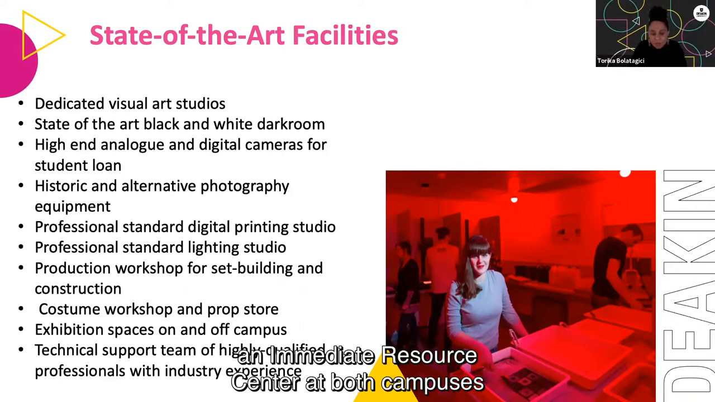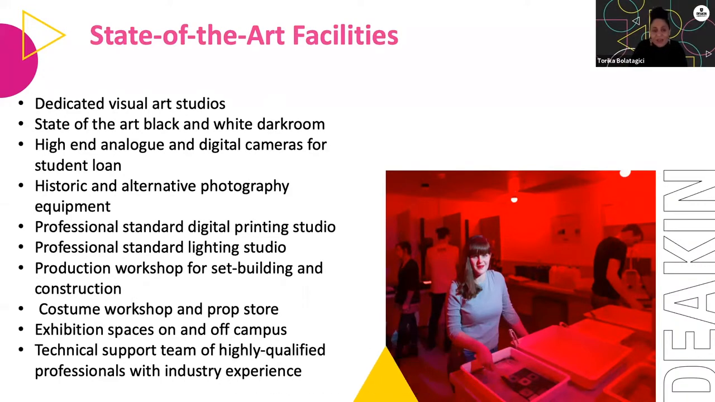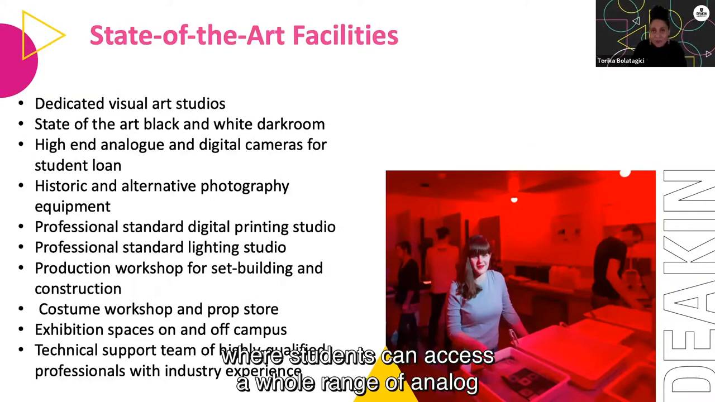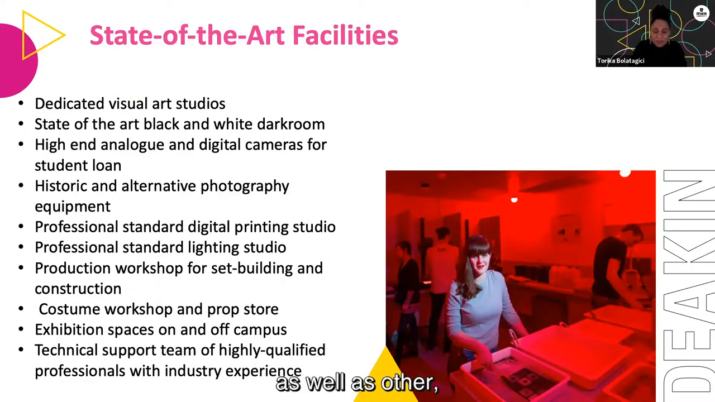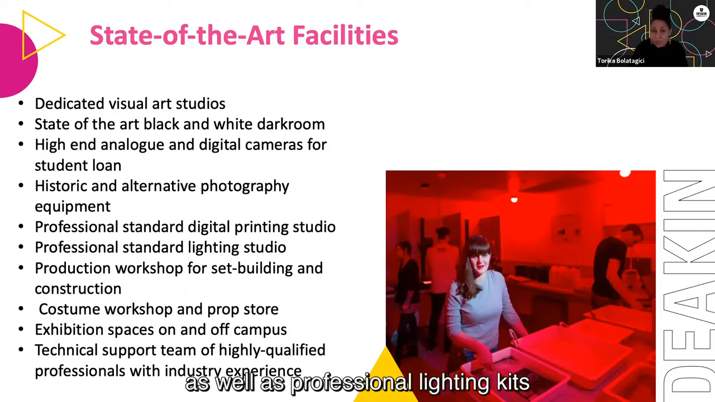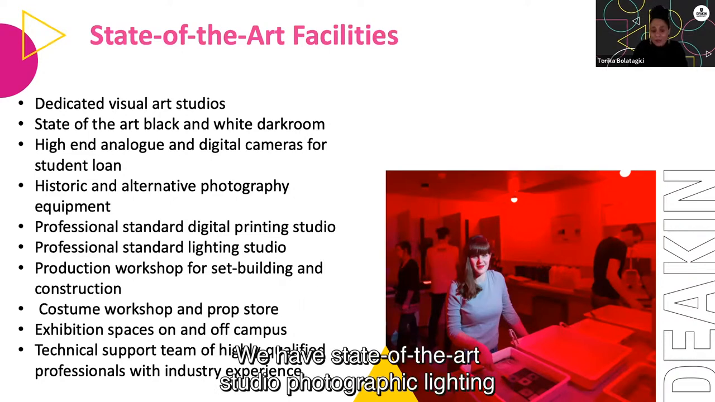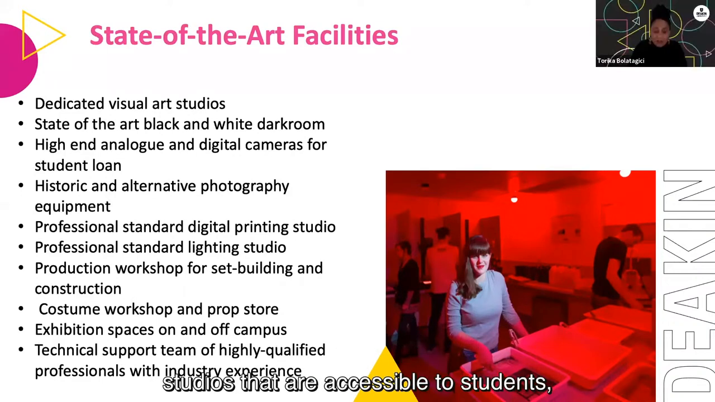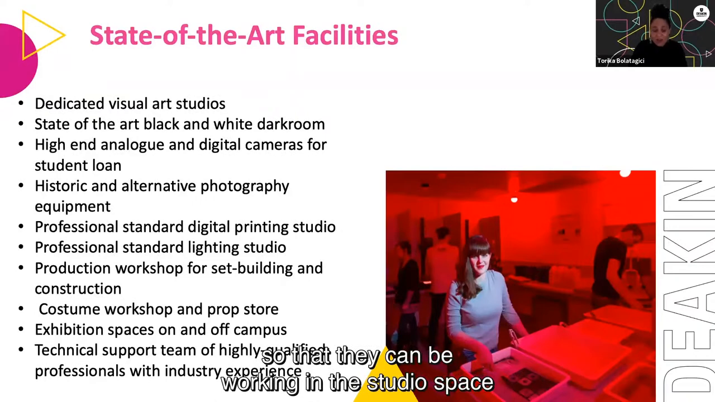So we have what's called a Media Resource Centre at both campuses, where students can access a whole range of analogue and digital equipment, as well as other, as it says here, historic alternative photography equipment. So that will set you up for first, second and third year. And all of that equipment can be borrowed, as well as professional lighting kits that can be taken off campus. We have state-of-the-art photographic lighting studios that are accessible to students, not just during normal business hours, but students can work in the studio space around the clock.